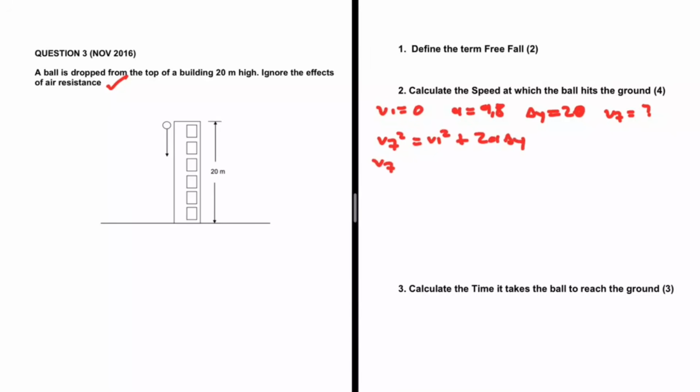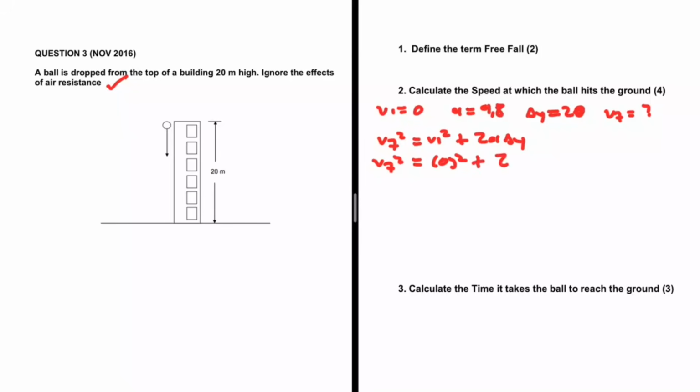So Vf squared will be equal to 0 squared. Well, you might be asking yourself, why are we saying 0 squared? I mean, we know that 0 squared is 0. So is it necessary? Do we really have to do that? Yes, it is necessary. Even though we know that 0 squared is 0, we need to show that, right? There's a mark for substituting. If you don't show that 0 squared is 0, you're not going to get that mark.